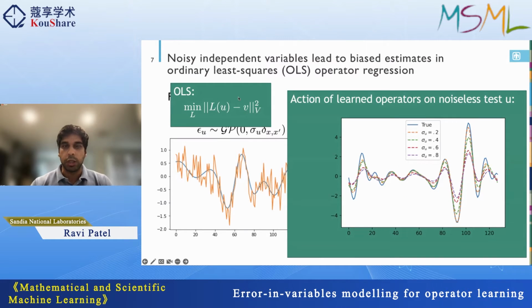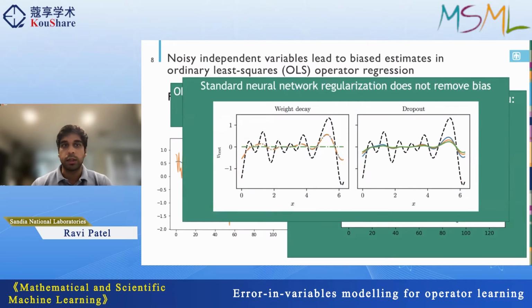And if we do ordinary least squares, so if we try to minimize the L2 error between the action of the operator on the input data, compared to the output data, we see this tendency to underpredict the action of the true operator. So shown in blue is the action of the true Burgers operator on a noiseless test function. And the more noise you add in the independent variables, the more and more you'll underpredict the action of the true operator.